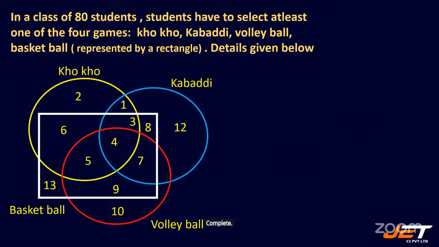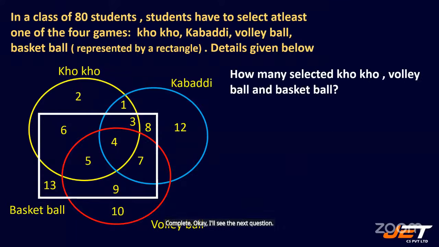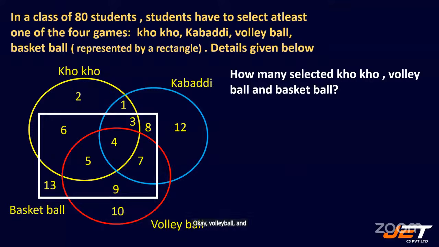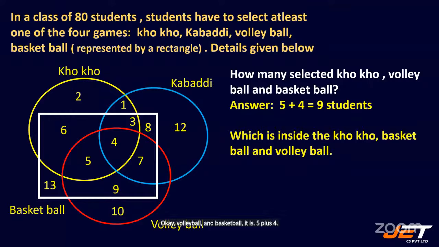Right. Now see the next question. How many selected Kho, volleyball, and basketball? It is 5 plus 4 is equal to 9. Okay, so this is how you got it, which is inside the Kho, basketball, and volleyball. So it is 5 plus 4, which is 9.